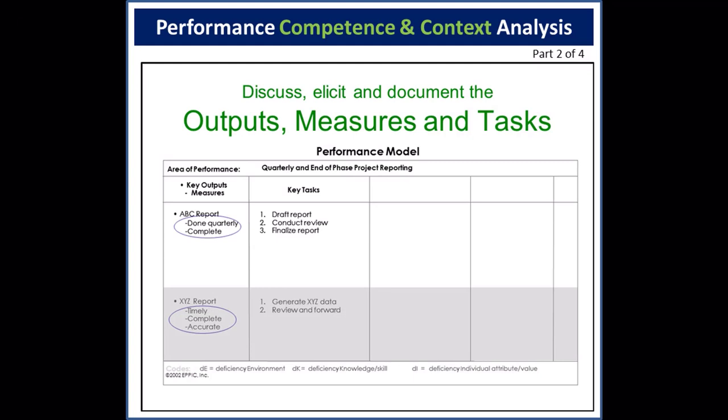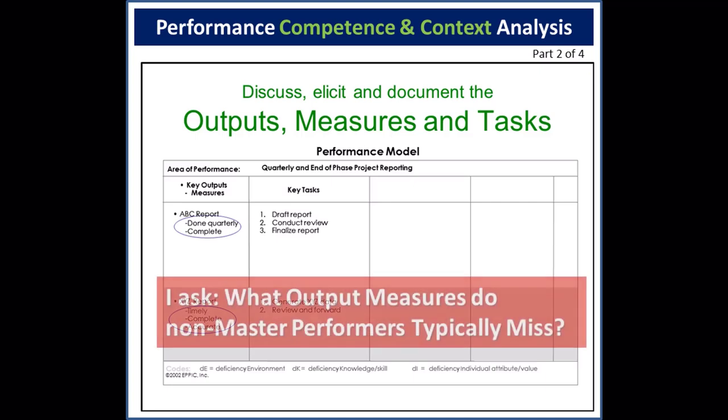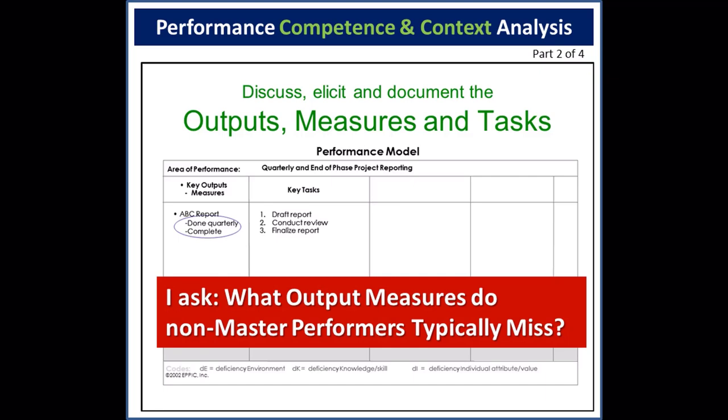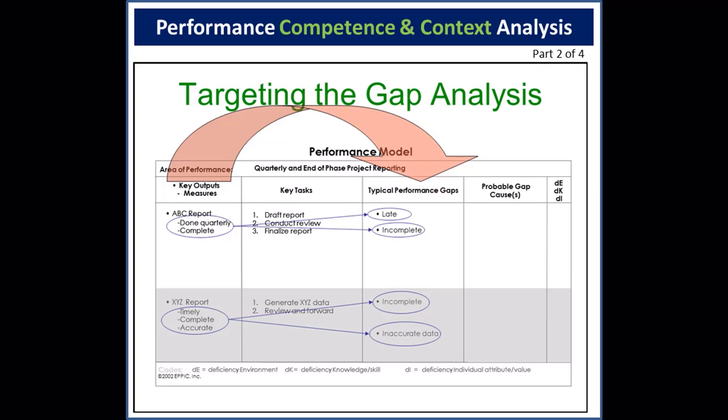Again, I use the performance model on the left-hand side to capture ideal performance, not blue sky ideal performance, but things that master performers are already accomplishing. And what we're trying to understand here is, what about those non-master performers? What are the issues here? And I ask the master performers about the non-master performers and which output measures they typically do not meet. So again, I'm focused on the outputs, beginning with the end in mind, and what those measures are, and I ask what measures do non-master performers typically miss? The answers to that question typically go into my typical performance gap column. So I'm deriving the typical gaps off of the outputs and their key measures.